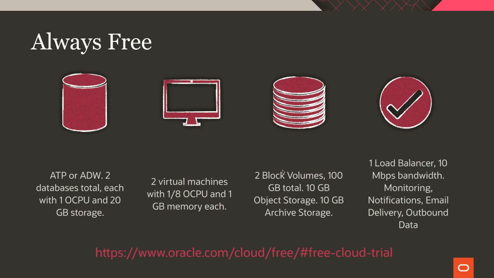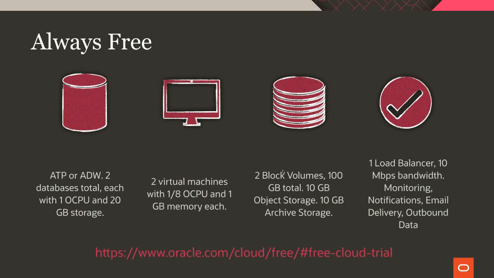You get 2 block volumes, 100 gigabytes total. Basically, these are your storage drives for your VMs, and will be attached to your VMs as you spin them up. 50 gigs each, and you get 10 gigs of object storage and 10 gigs of archive storage. So think of this like you would think of S3. You have 10 gigs to store any kind of assets that you want to store in object storage, and we'll take a look at that a little bit later on.